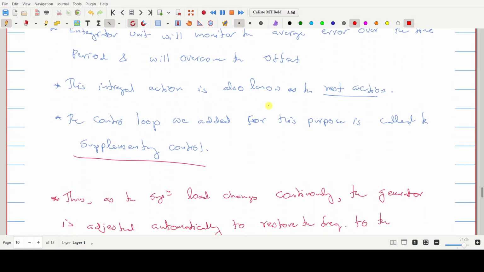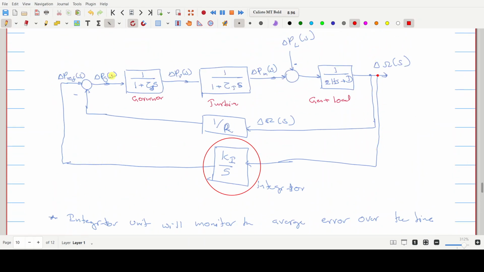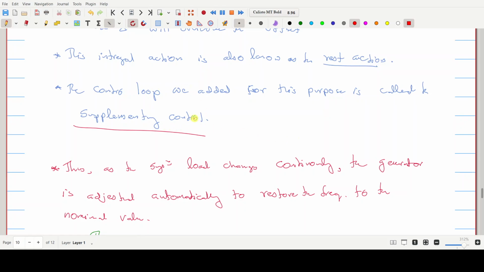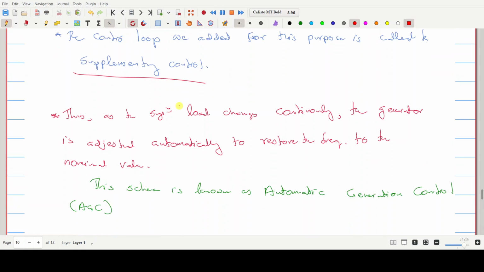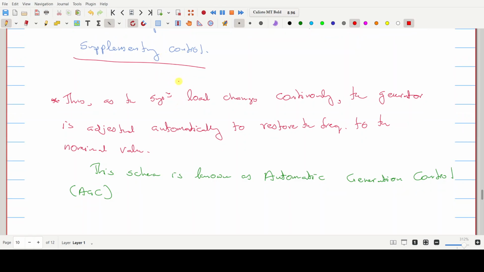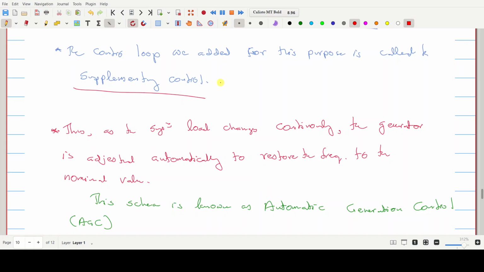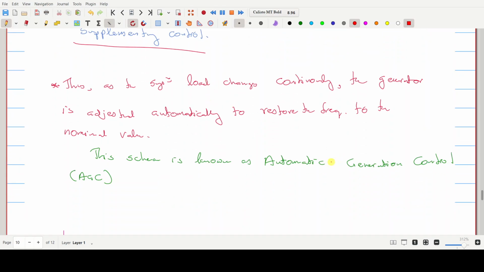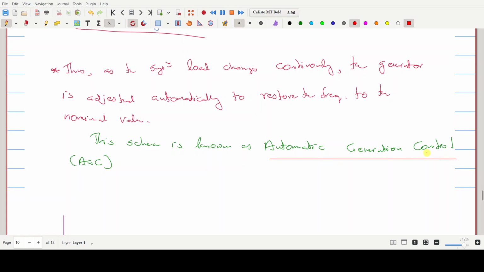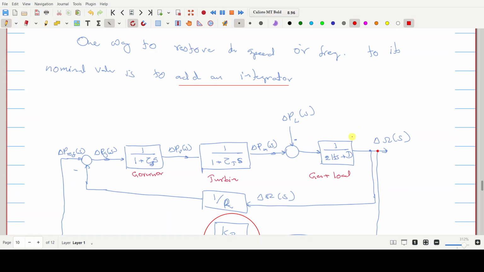So this control loop, or this part that is added for this purpose, is called the supplementary control, right? So when you add this supplementary control, as the system load changes continuously, the generator is adjusted automatically in order to restore the frequency to the nominal value. So this entire scheme with the supplementary control is known as the automatic generation control, right?